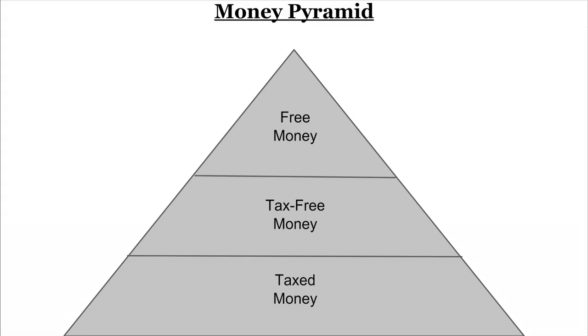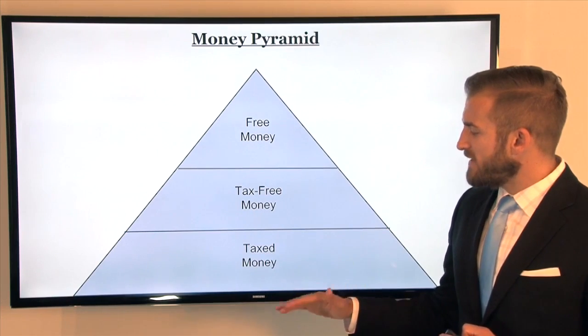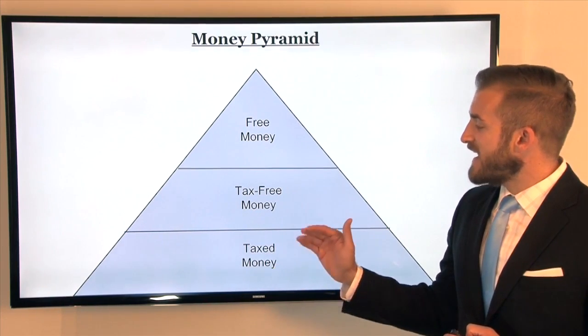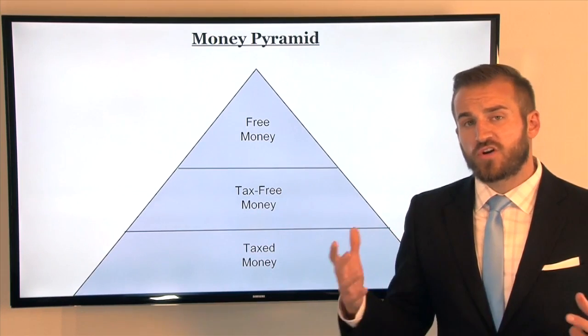Now what I'm going to say now is exactly the way that I would present this to the client. Now, Mr. and Mrs. Client, what we're doing is we're breaking your money up into 3 different categories: taxed money, tax-free money, and free money. This is where all your money is.